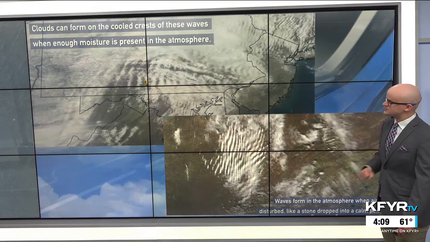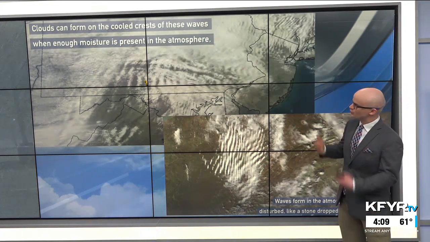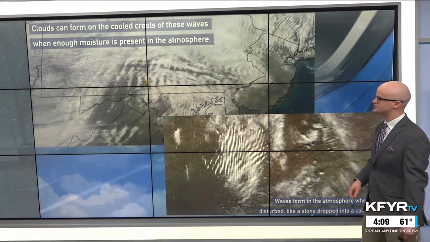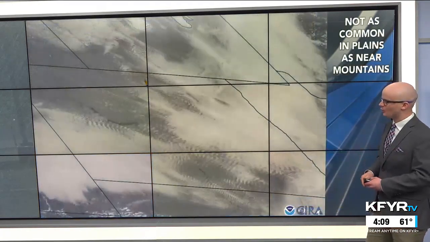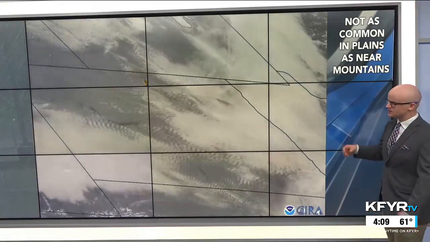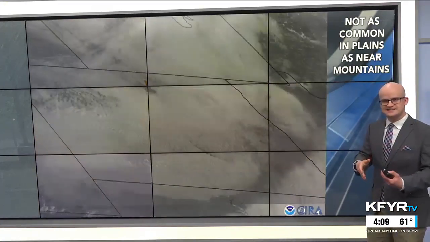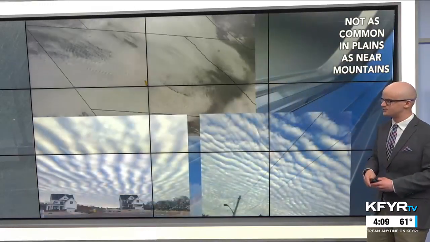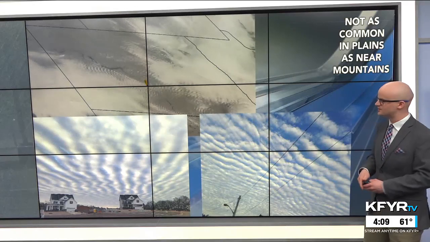So here's a couple of examples from space when the clouds are forming on those cooled crests of the waves when there's enough moisture present, with terrain being one mechanism performing these gravity waves. So they're not as common in the plains as you can see them closer to mountains, usually closer to the Rocky Mountains. The examples from the past slide were from Pennsylvania with some of the mountains there.